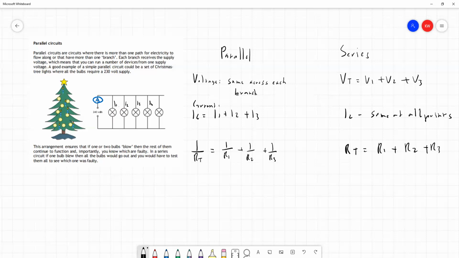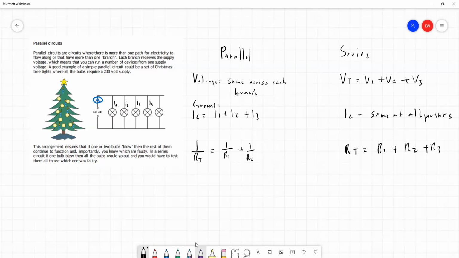So the more branches we add, the more we lower the total resistance. Now, this is quite a cumbersome formula to work out, and we've got to do a little bit of manipulating. But the good news is that in this course, we're only ever going to have a maximum of 2 components in parallel. So we can immediately erase that.